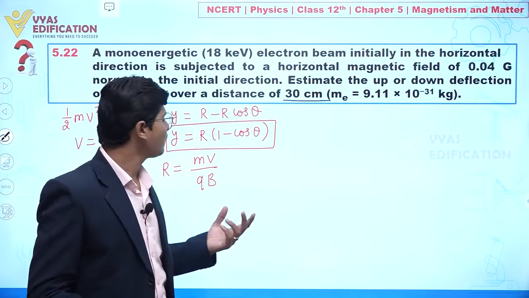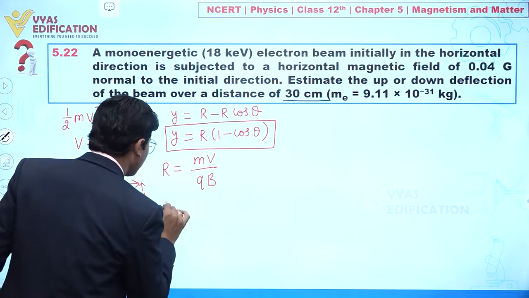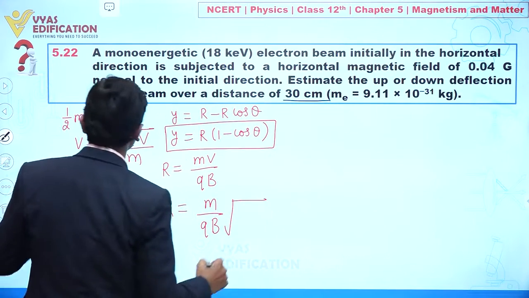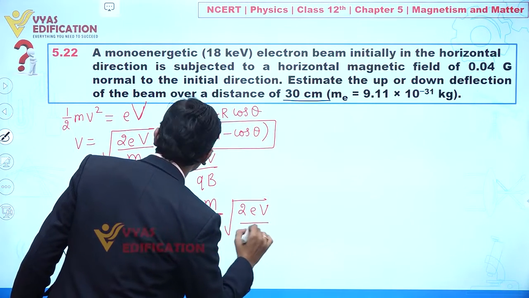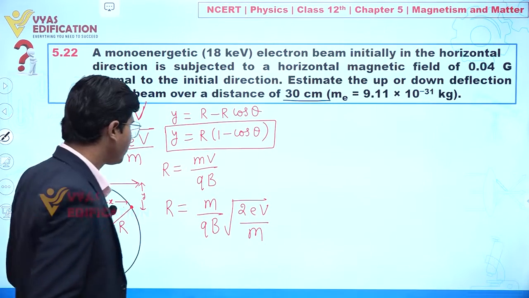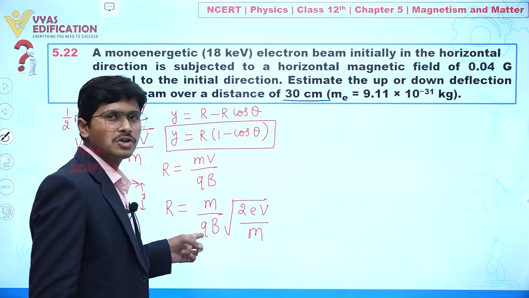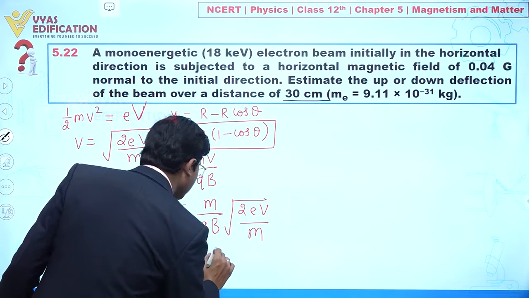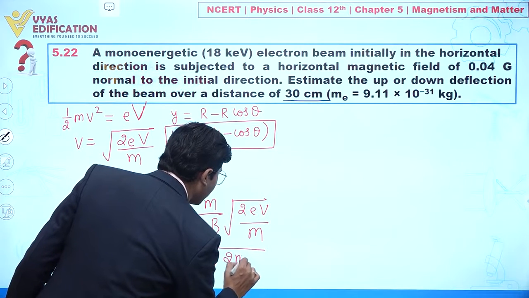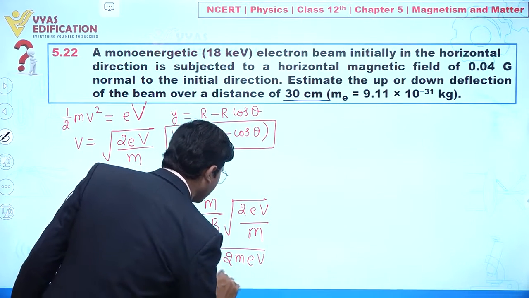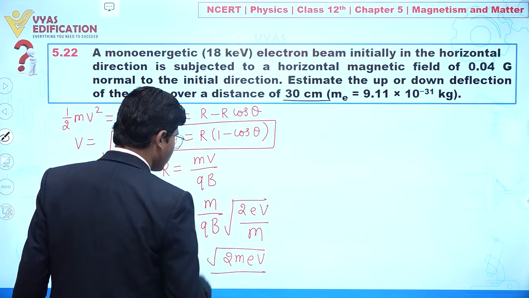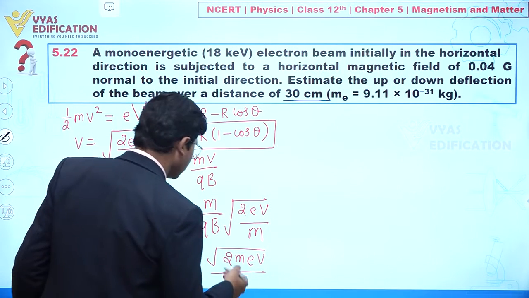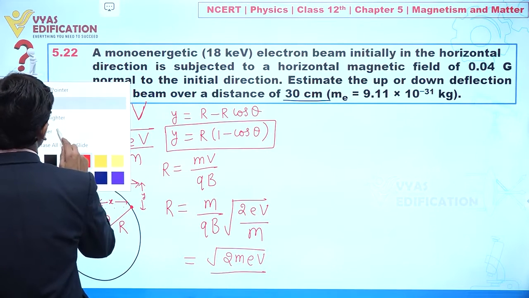Now we have to write the value of v in this formula. So we can say this is m by qB, and under root of this is 2eV divided by m. Clear? From here, this q is the charge of an electron, so directly you can say this is given by under root of 2 m e V divided by... this is e, yes, just a minute.